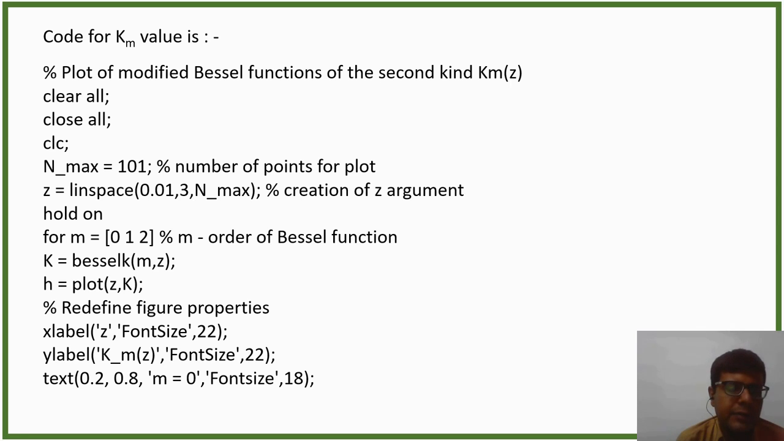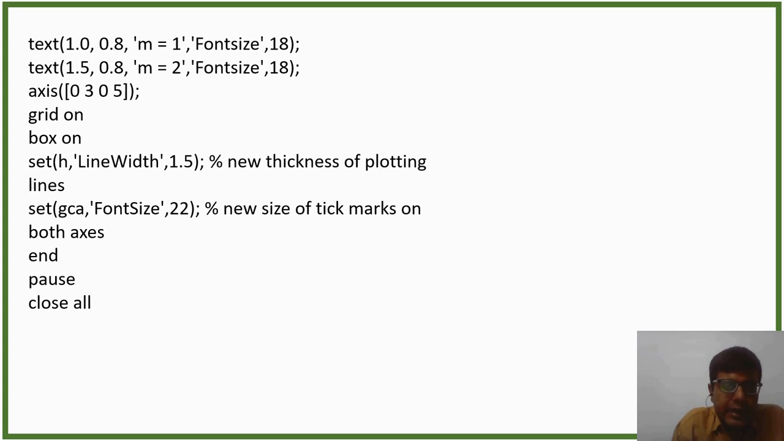Then we have defined h as the plot of z and k. Here on the x-axis is z and on the y-axis we have k. We define the figure properties: x label as z with font size 22, and y label as Km(z) with font size 22. We define the text at 0.2 and 0.8 for m equal to 0 with font size 18. We define the text at x-axis 1 and y-axis 0.8 for m equal to 1. We have defined the text at x point 1.5 and y 0.8 for m equal to 2.